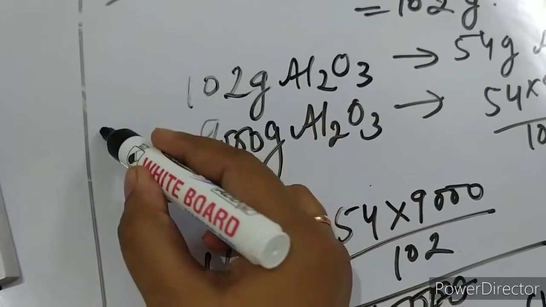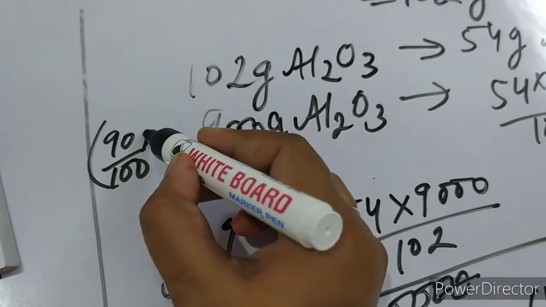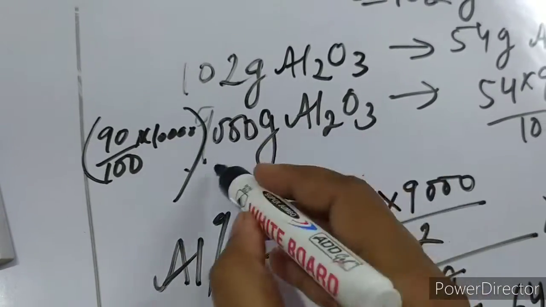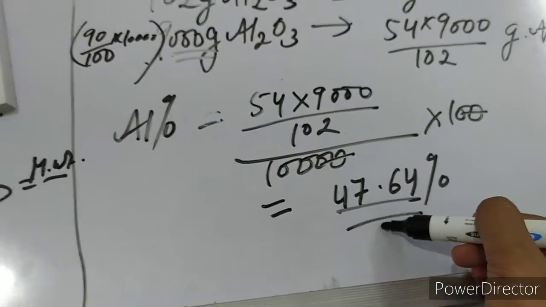So this much aluminium is present in 9,000 gram of aluminum oxide, because this is of 90% purity. So I have taken 9,000 gram. This you can show here also, that is 90% of 10 kg, that is 10,000, and that is 9,000 grams. So here you will get the aluminium percentage as 47.64.